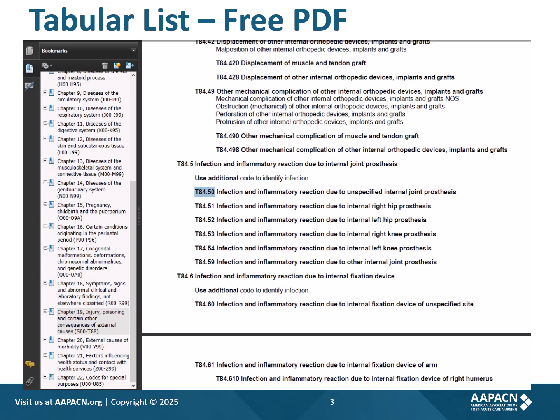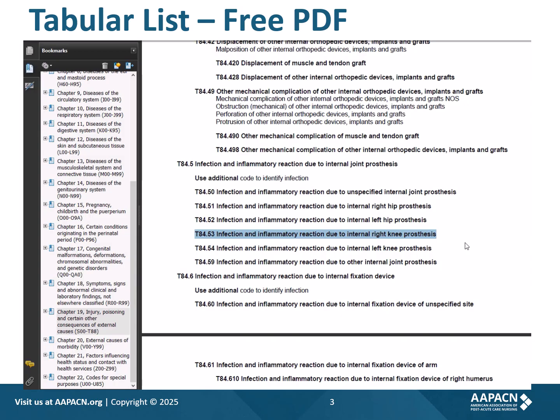But here we have T84.50 through T84.59, infection and inflammatory reaction due to unspecified internal joint prosthesis. That's not what we want. Internal right hip prosthesis. Well, we're not looking at a hip, so it's not going to be either of these two. Internal right knee prosthesis. Okay, here we go. That is T84.53, infection and inflammatory reaction due to that internal right knee prosthesis.